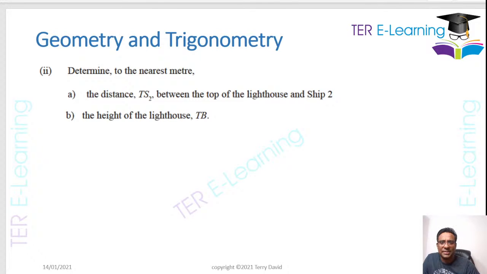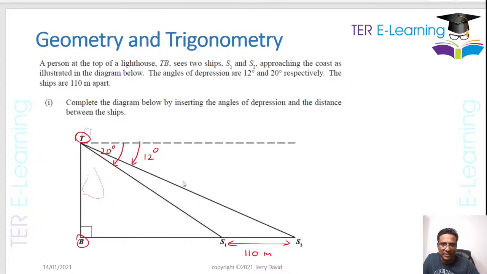And they want the distance TS2 to the nearest meter. So TS2, where is that? TS2. So that's this length here. Now, what we can do, right? We can put in all the angles that we do know, right? So this is 20 degrees here. So if that's 20, I know what this angle is here already. This angle has to be 70 degrees. Right? Now, can that help us?